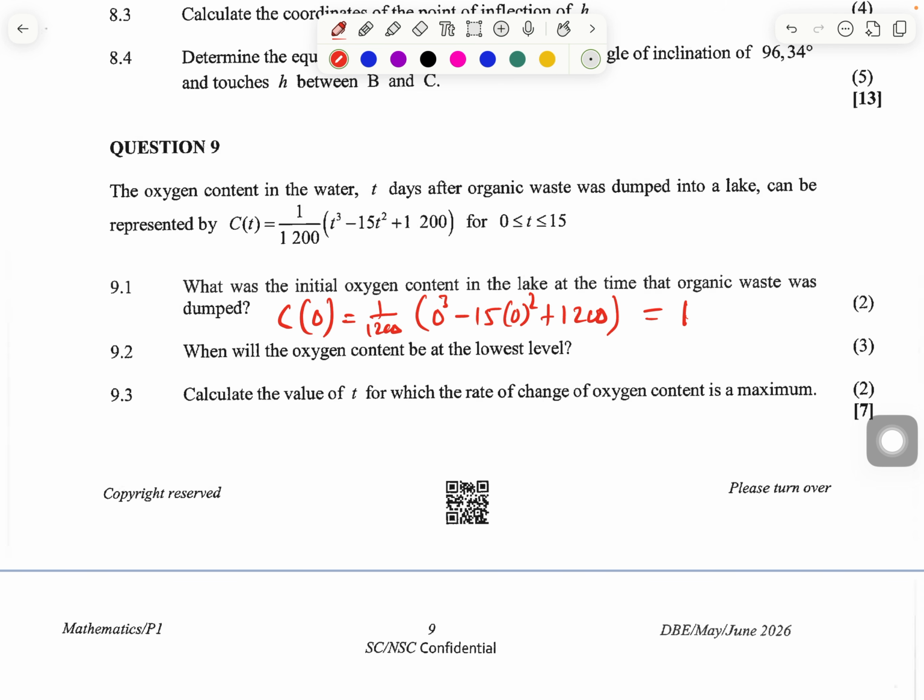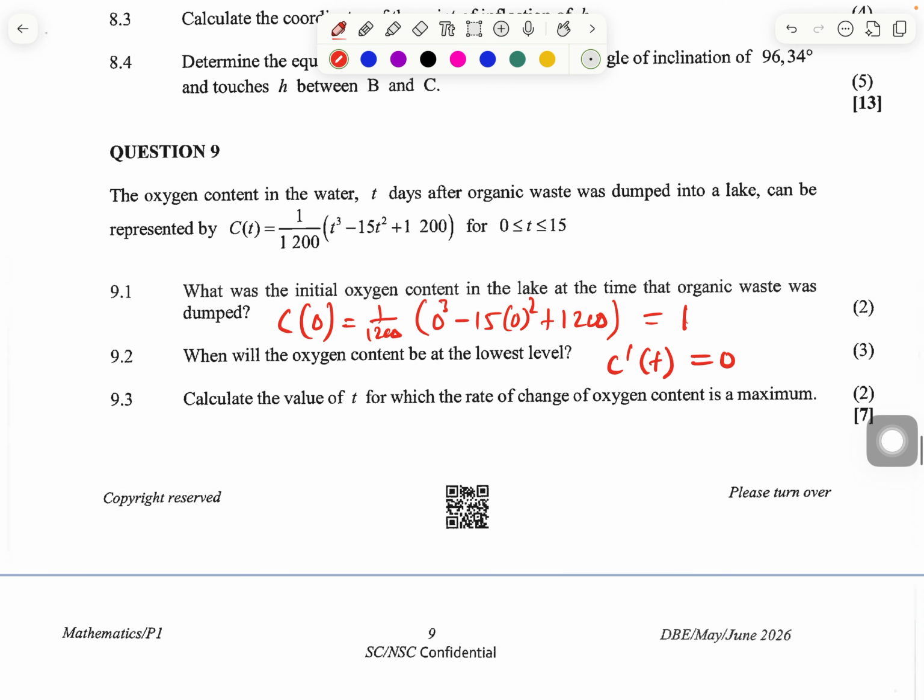When will the oxygen content be at lowest? So lowest and highest means the first derivative. So it means you are going to say C prime at t must be equal to 0. And then you solve for t. To do this, it's a constant, so it's 1 over 1200 into 3t squared minus 30t, and then that is equal to 0. Okay, you solve for t.